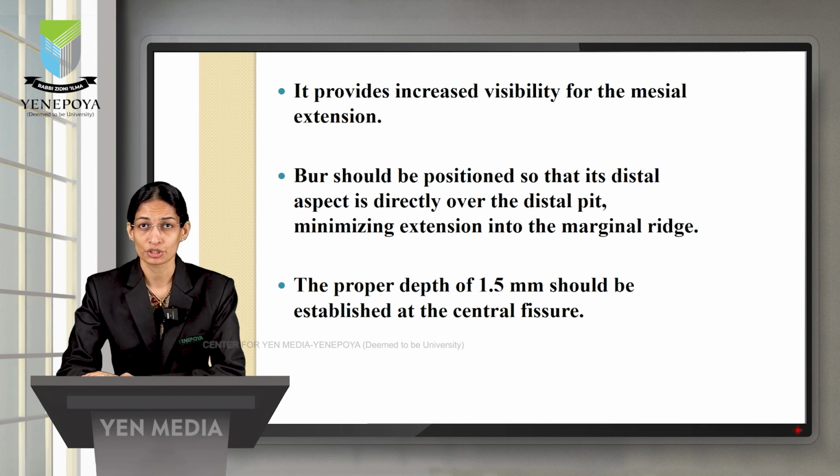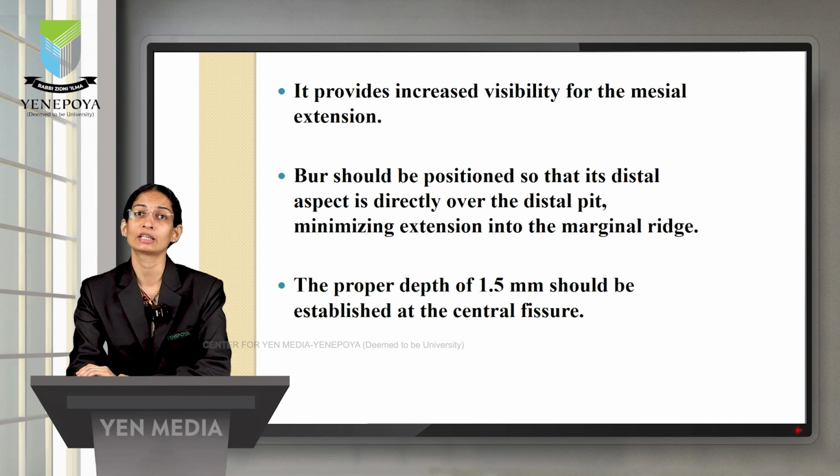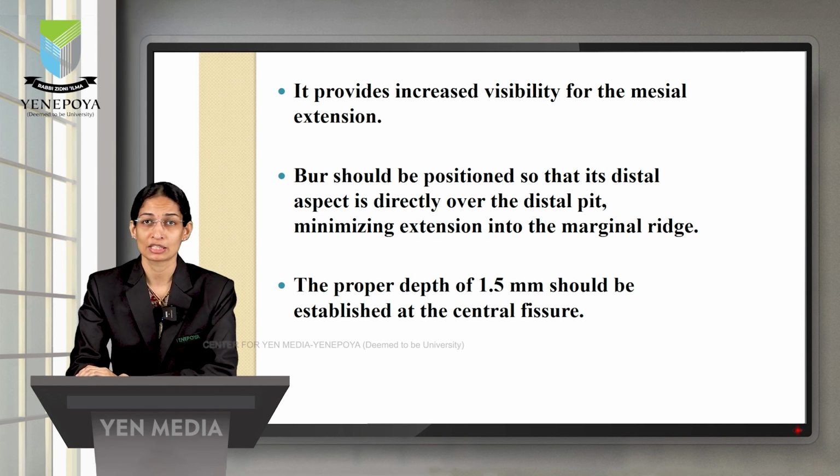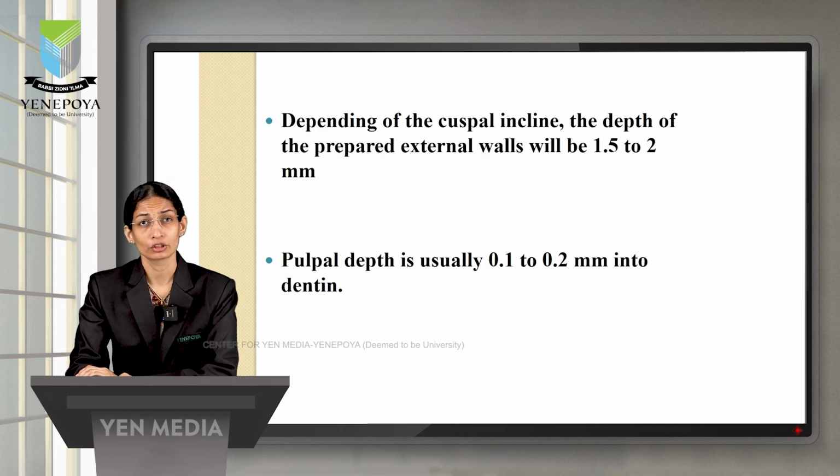The bur should be positioned so that its distal aspect is directly over the distal pit, minimizing extension into the marginal ridge. A proper depth of 1.5 mm should be established at the central fissure. Depending on the cuspal incline, the depth of the prepared external walls will be 1.5 to 2 mm. The pulpal depth is usually 0.1 to 0.2 mm into the dentine.